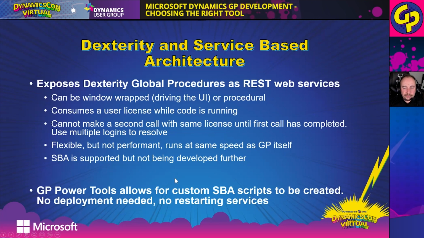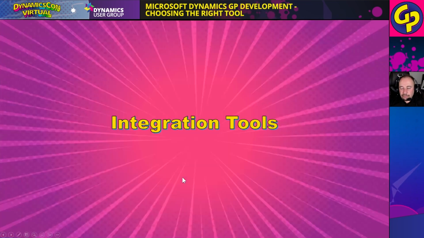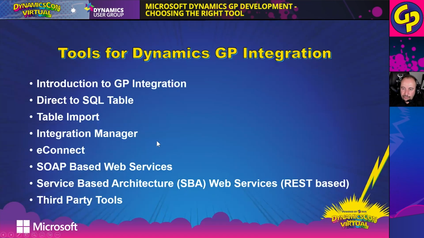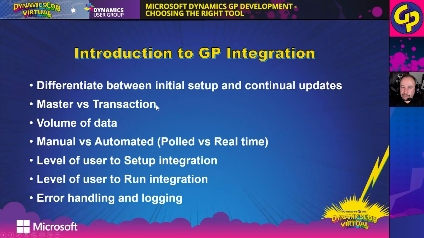Okay, so integration tools. We'll run through this fairly quickly, but these are some of the options that you have for integrating data. This is not modifying the user interface at all. This is just dropping straight into the data. A quick thought about this is you probably need to think about what you're integrating. Is this only for initial setup, or is this something that you're going to be doing continually? Are we integrating master data, customers, vendors, or are we pulling in actual transactional data? How much data are we pulling in?